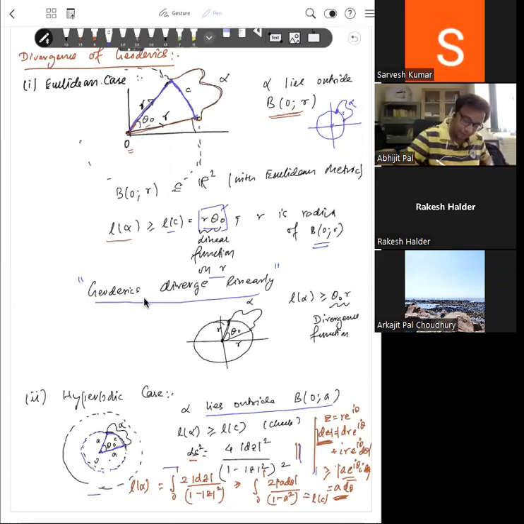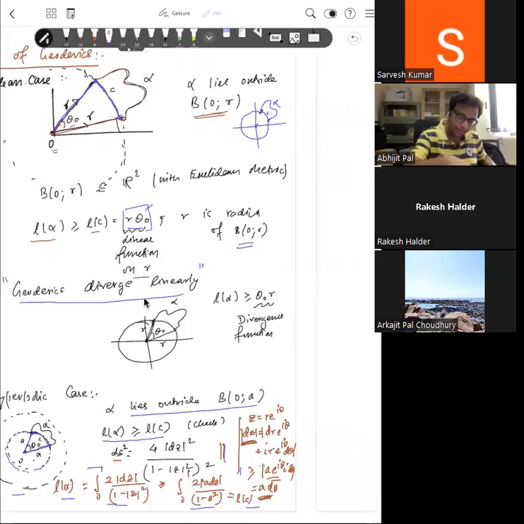So the first job, what Rakesh asked, is to check that the length of alpha is greater than or equal to C. This computation I have done. So the length of alpha will be equal to this thing. One can check that this is greater than or equal to this part. From some computation it will come, so I'm not going into that; you can look into that later. So the length of alpha is greater than or equal to the length of C. Got it? Okay.